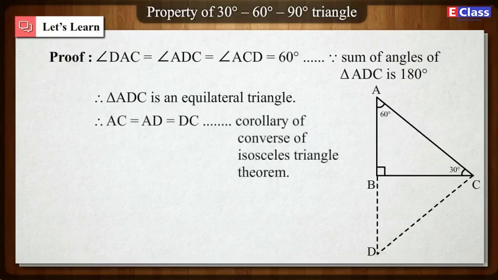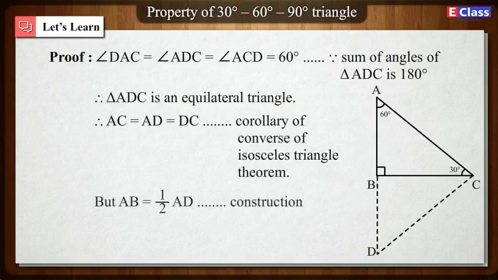Therefore, AC is equal to AD, which is equal to DC, by corollary of converse of isosceles triangle theorem. But AB is equal to half of AD by construction. Therefore, AB is equal to half of AC, since AD is equal to AC.